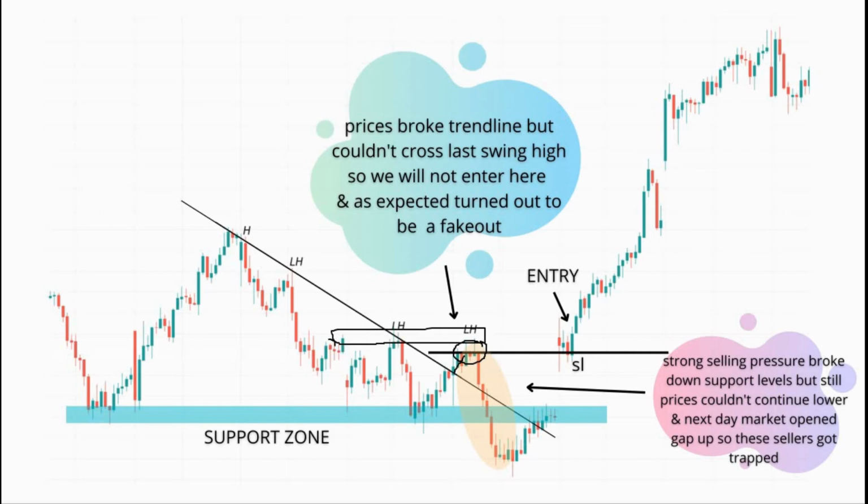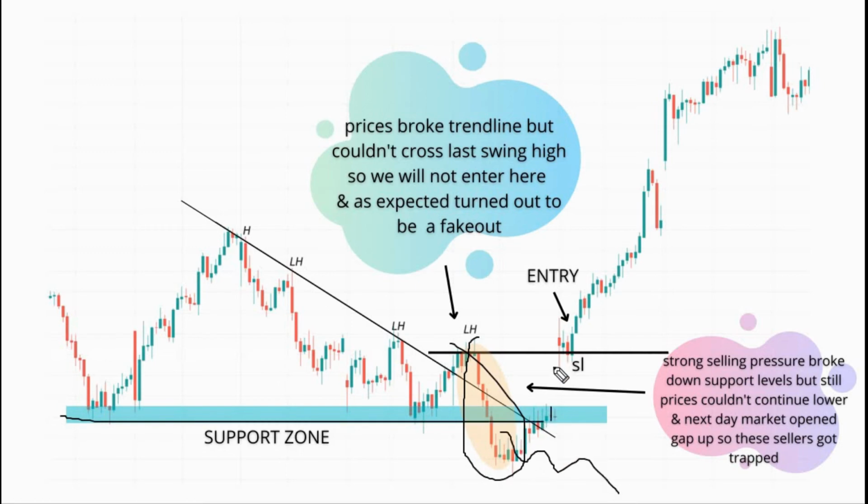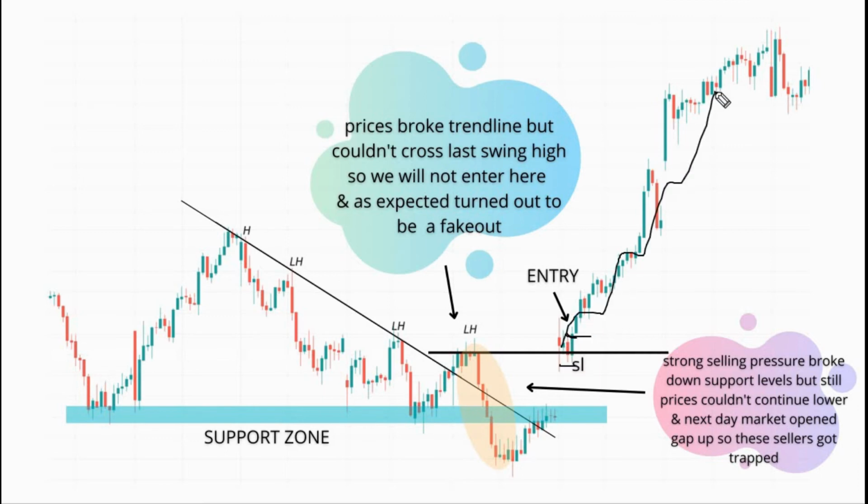Okay, so I hope this point is clear. Even after breaking down with very strong momentum below this support zone, prices couldn't continue their downward momentum, and again buyers pushed the prices towards the upside with a gap up opening. A gap up opening indicates that demand is very strong compared to the supply, and prices are sustaining above the last swing high. So this is again an indication that bulls are in control rather than the bears, and so we will enter here, stop loss here, and see the huge upside momentum after that.